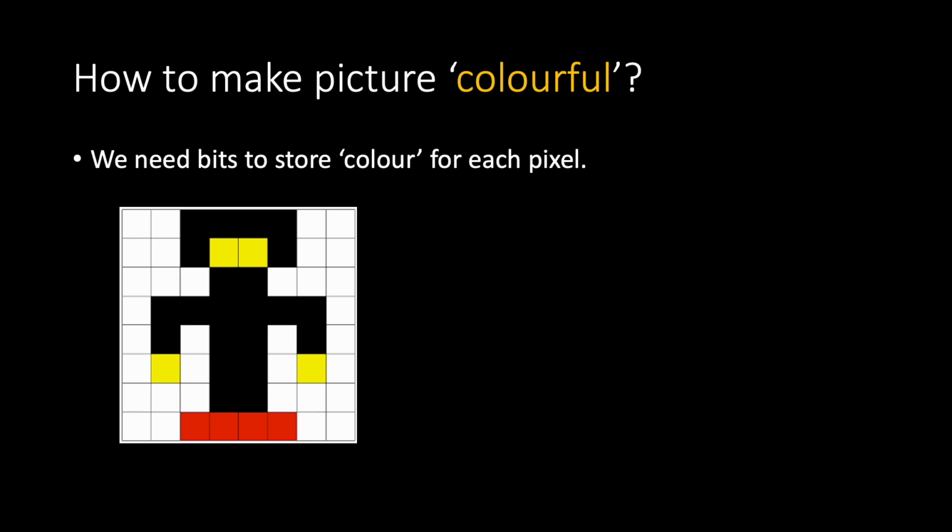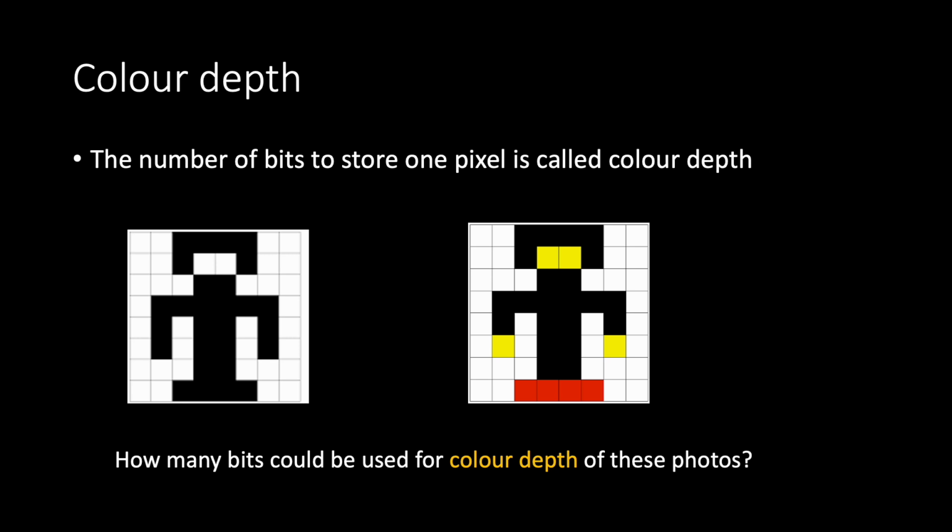Right, we don't want to see black and white images, do we? But how do we make the picture more colorful? Well, to do this, we need to store color for each pixel. And this introduces the concept of color depth, which is the number of bits used to store one pixel, is called color depth.